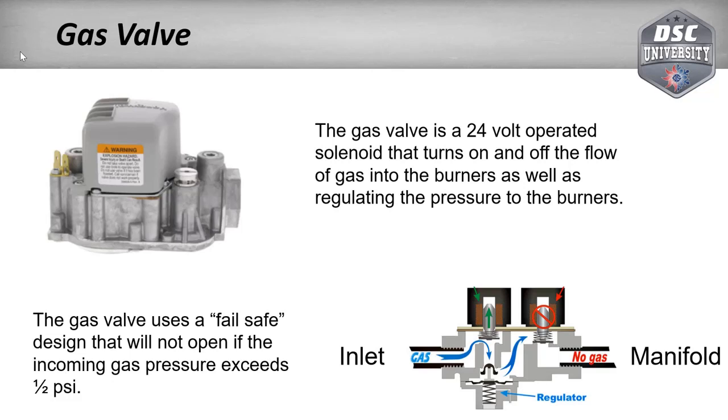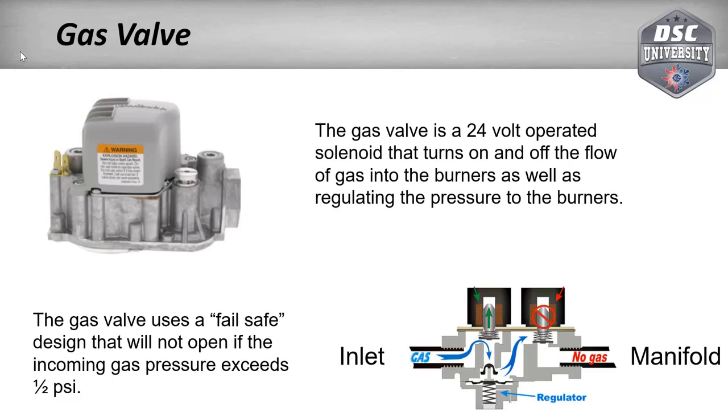So let's say the regulator failed outside at the meter, and now we've got full pressure coming into the house. That solenoid's not strong enough to open that valve up against line pressure coming in. So that valve will stay closed and protect us from possibly blowing up the furnace.